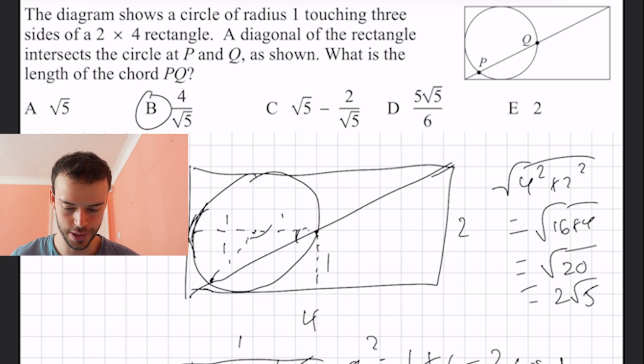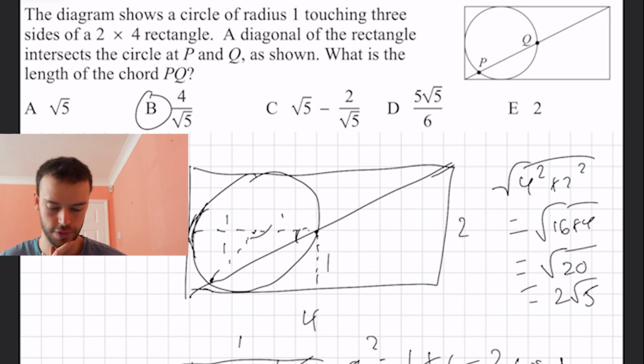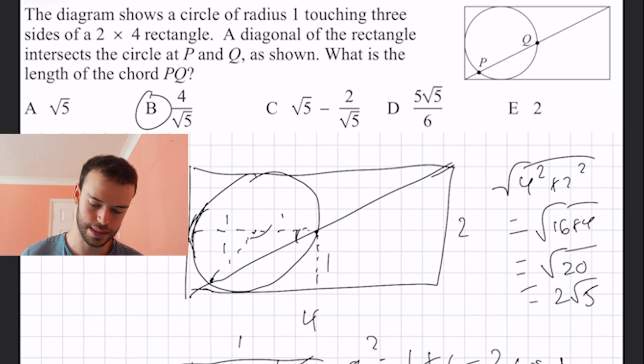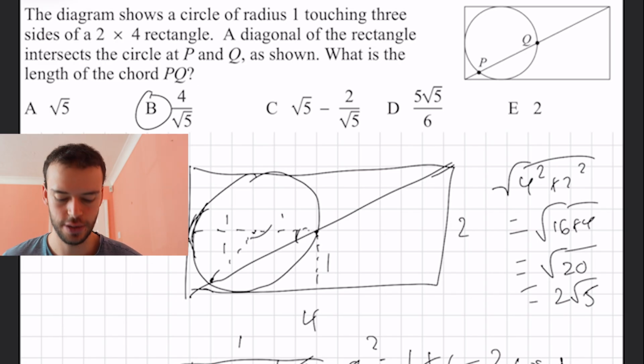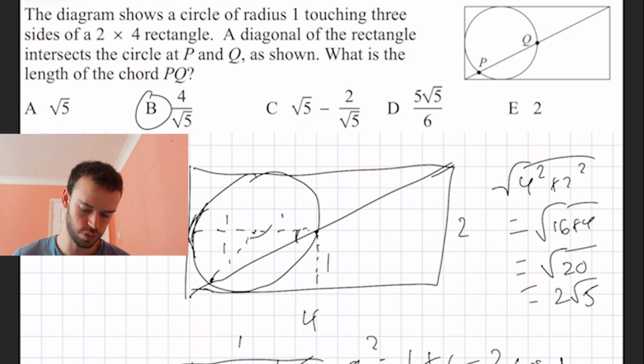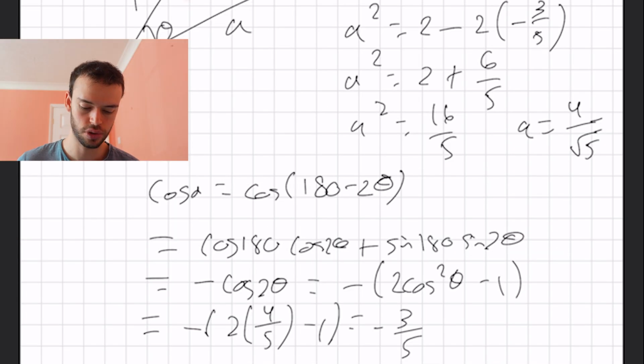Cool, very fun question. The main sort of trick about all that is coming up with this triangle here and using some trigonometric rules and properties and trigonometric identities in order to find cos alpha, and that allows us to use the cosine rule.